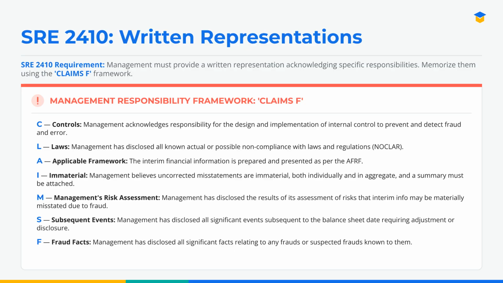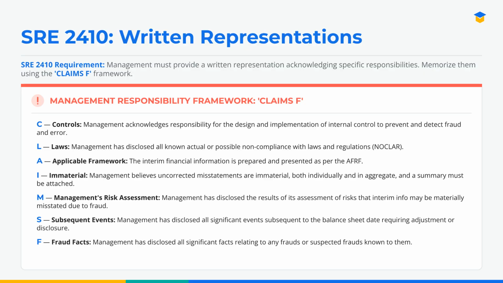Memorize these using the CLAIMF framework. C is for controls, where management acknowledges responsibility for designing and implementing internal controls to prevent and detect fraud and error. L is for laws, meaning they have disclosed all known, actual, or possible NOCLAR. A stands for applicable framework, affirming the interim info is prepared as per the AFRF.